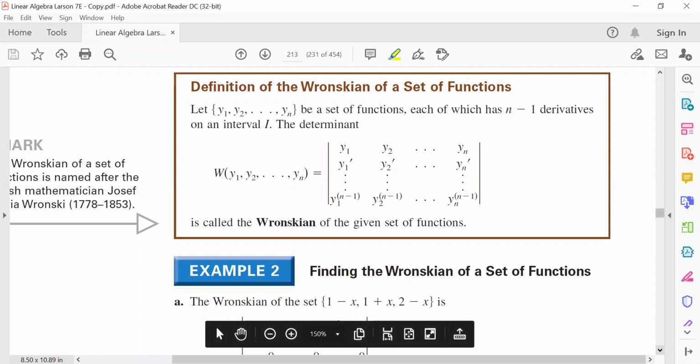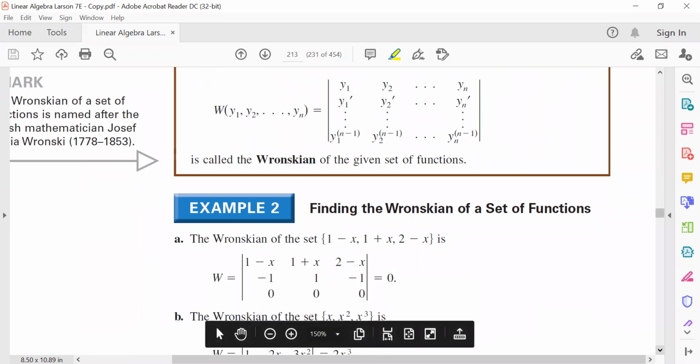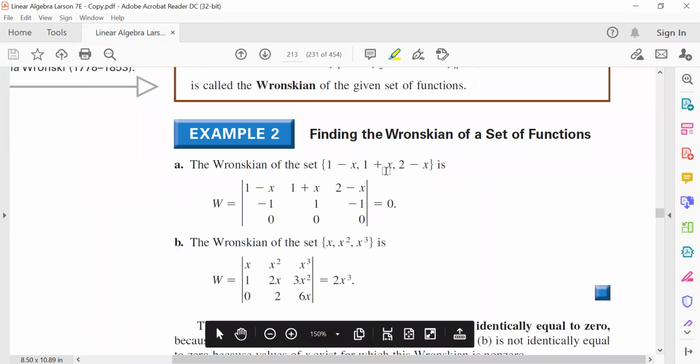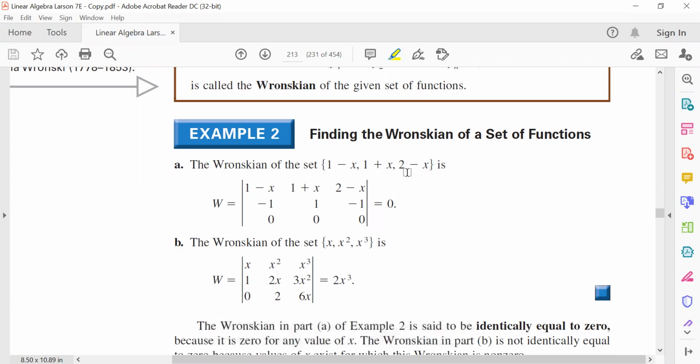Just to give you an example of finding a Wronskian, here are two quick examples. If I have the set 1 minus x, 1 plus x, and 2 minus x, then for the Wronskian, on top I put 1 minus x, 1 plus x, 2 minus x. The derivative of the first is -1, the derivative of the second, 1 plus x, is 1, and the derivative of the third, 2 minus x, is -1. The next row of derivatives is all 0. Well, this bottom row is all zeros, so we know that when that happens, the determinant is equal to 0, and there we go.